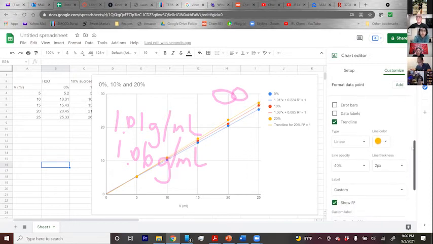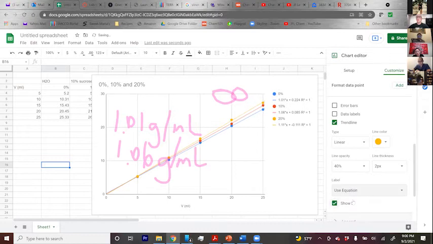Oh, why isn't it giving me an equation this time? Click on custom where it says label. Oh, I forgot. Oh, excellent. You're right. Very good. Use the equation. There it is. Okay. Thank you.